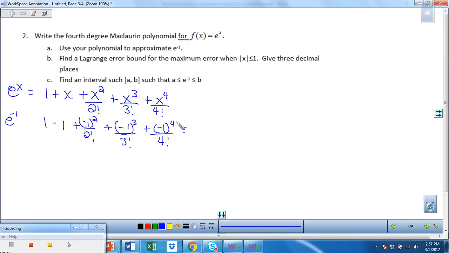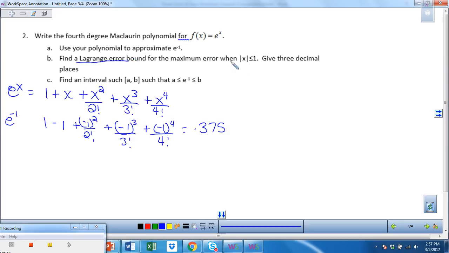And approximating that, according to my notes, I get 0.375. All right. Now, normally, to find the next error, we would generally use alternating series because this is an alternating series. But here we are asked to use Lagrange.